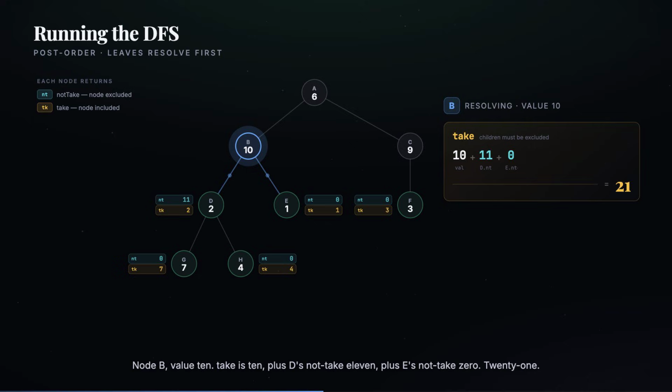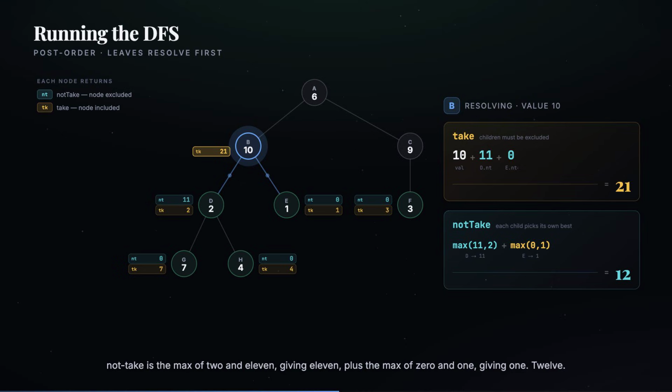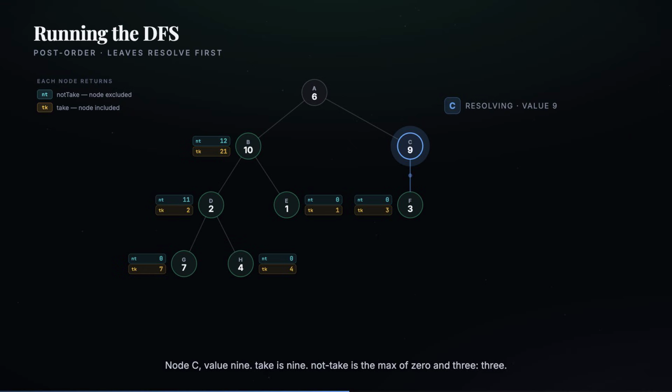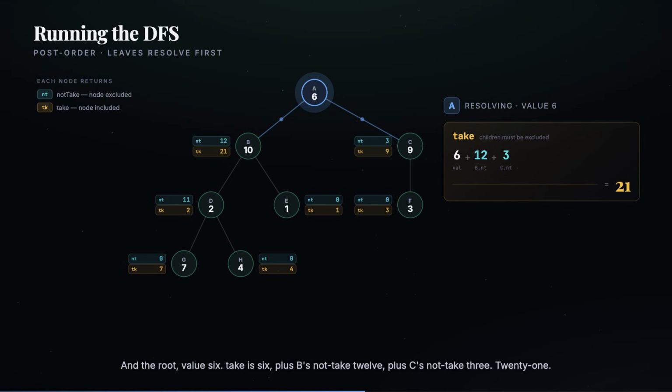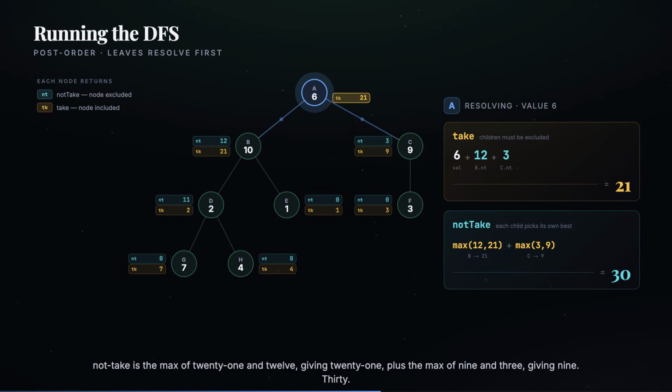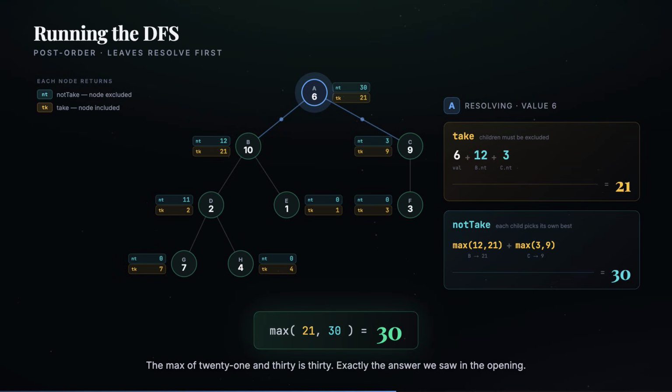Node B, value 10. Take is 10, plus D's not take 11, plus E's not take 0, 21. Not take is the max of 2 and 11, giving 11, plus the max of 0 and 1, giving 1, 12. Node C, value 9. Take is 9, not take is the max of 0 and 3, 3. And the root, value 6. Take is 6, plus B's not take 12, plus C's not take 3, 21. Not take is the max of 21 and 12, giving 21, plus the max of 9 and 3 giving 9, 30. The max of 21 and 30 is 30, exactly the answer we saw in the opening.